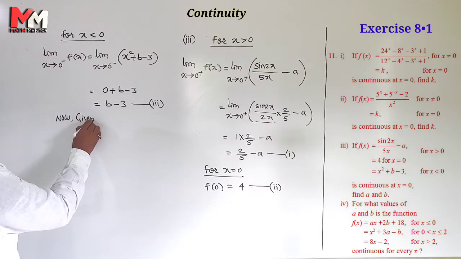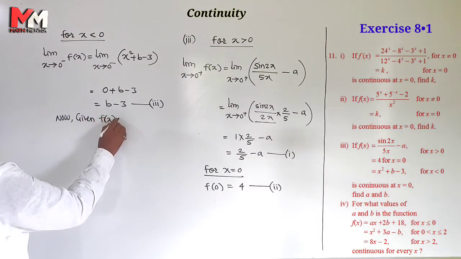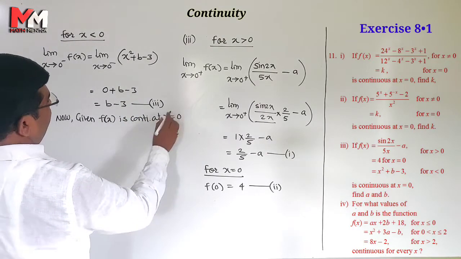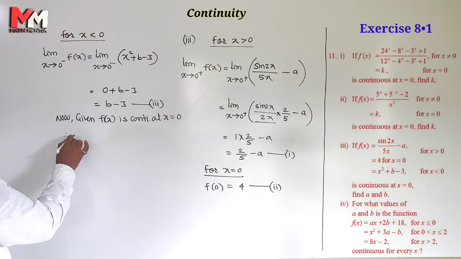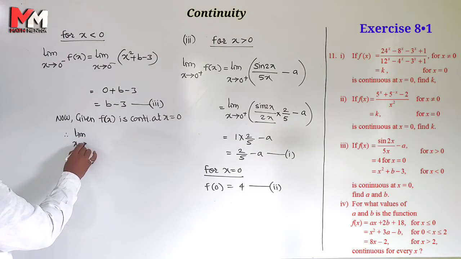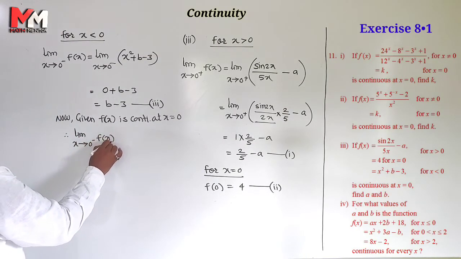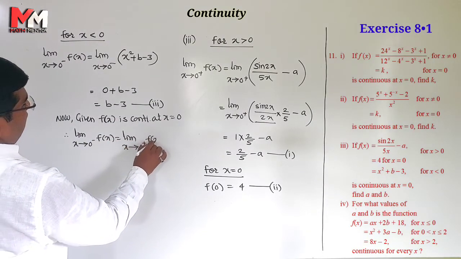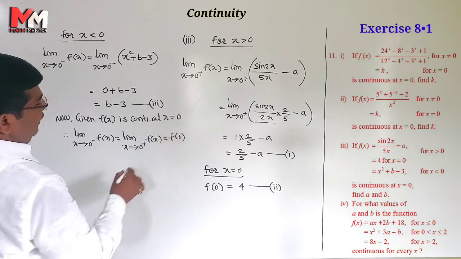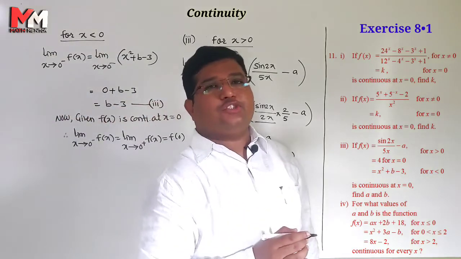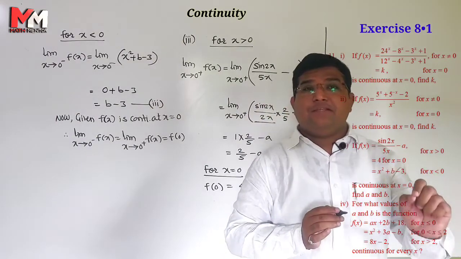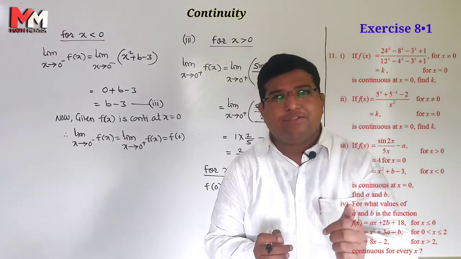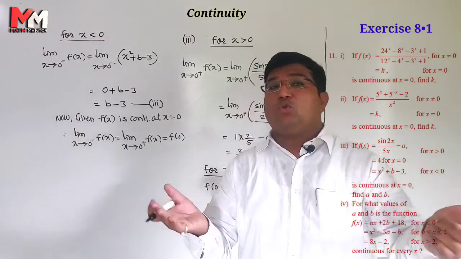Now given f of x is continuous at x is equal to 0. Therefore limit x tends to 0 minus f of x is equal to limit x tends to 0 plus f of x is equal to value. So this is the second definition of continuity. What is that? Left hand limit is equal to right hand limit is equal to value. We can interchange the order, the right hand limit, value and left hand limit are to be the same.